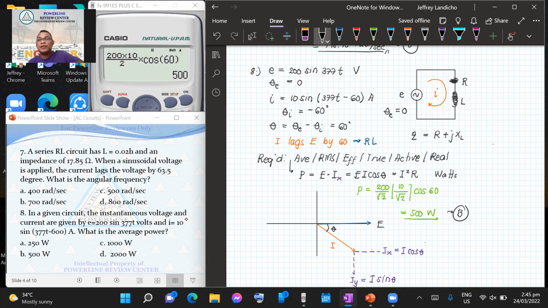Now, how to solve for the different power in AC? So meron tayong tatlo. Resistance or the real power, that is the power absorbed by the resistive or the resistance of the circuit. Reactive power, that is the power dissipated in the reactance of the circuit. And you have the apparent power that represent the complex or the total power consumed by the load or consumed by the given circuit, which is the combination of real and reactive power. Okay, ba?